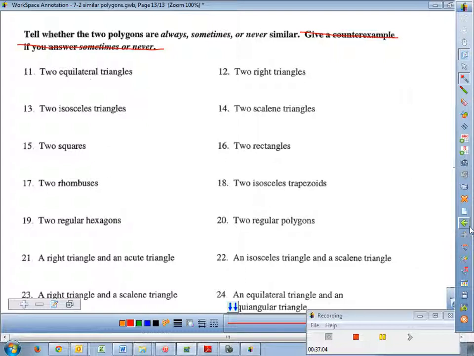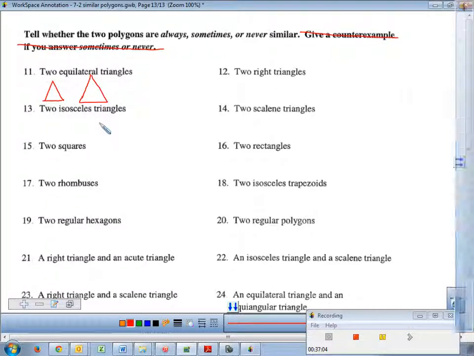Tell whether these polygons are always, sometimes, or never similar. Let's do number 11 together. Two equilateral triangles. When in doubt, sketch it out. Sound cool? Check me out. Sketch with me. There's the two triangles. What's an equilateral triangle again? All sides the same?